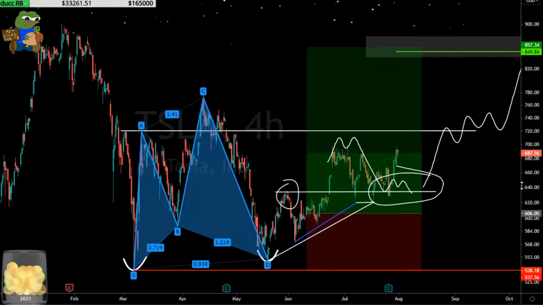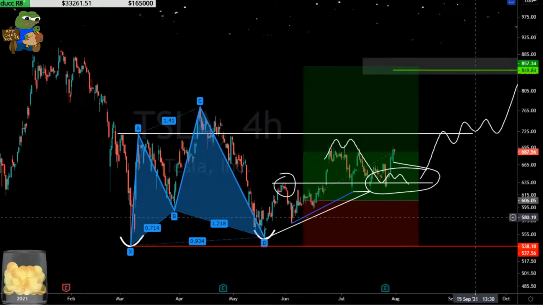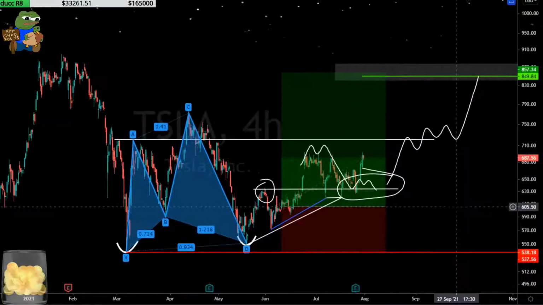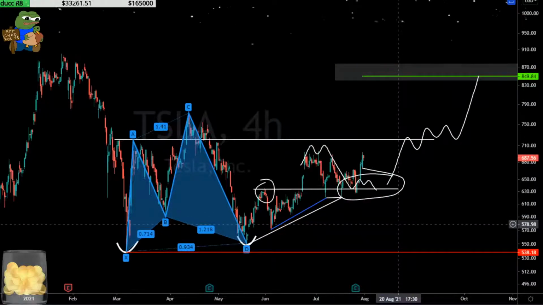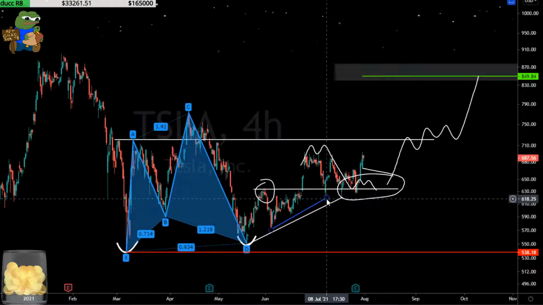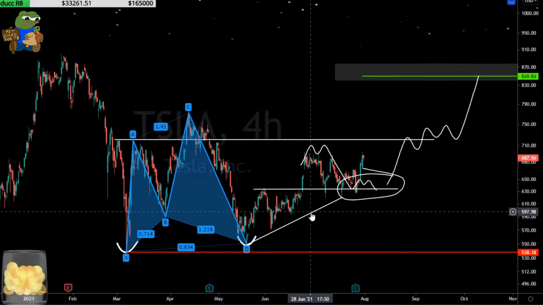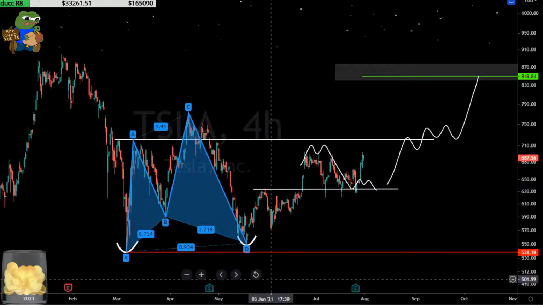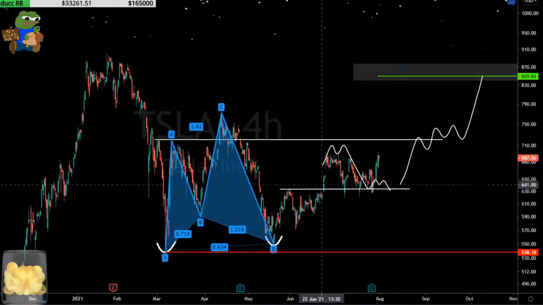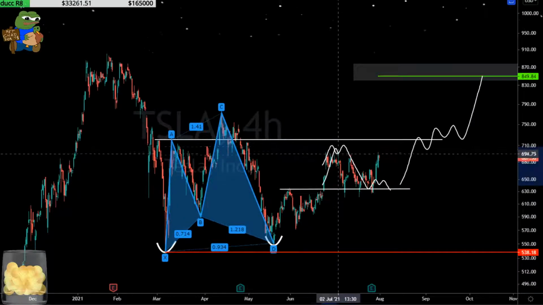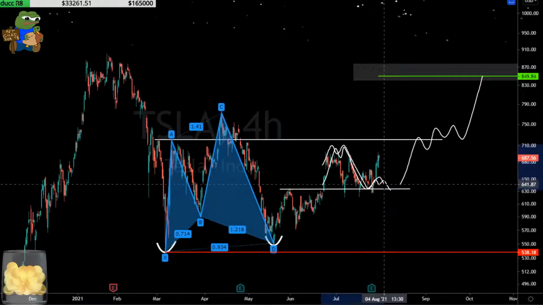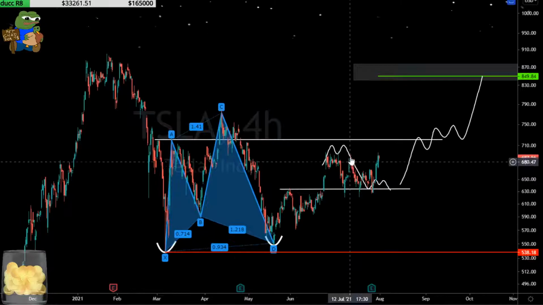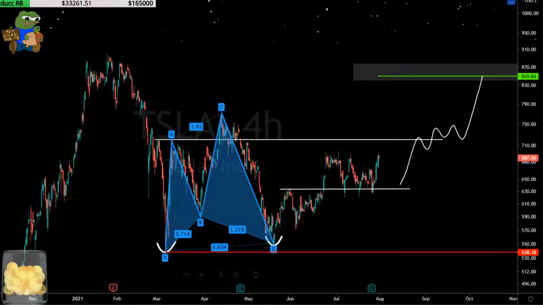Next, Tesla Motors. Okay, so again on this one, let me clean this up so you can see what the heck is going on here. So we basically said let's rally. We put a double top in, let's back test, double bottom, and let's go, right?